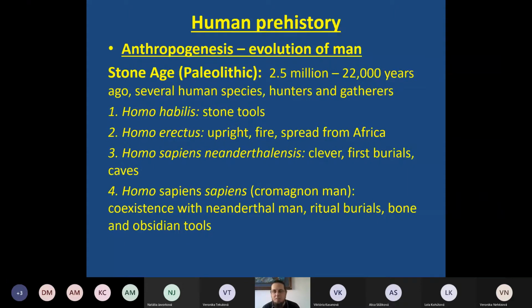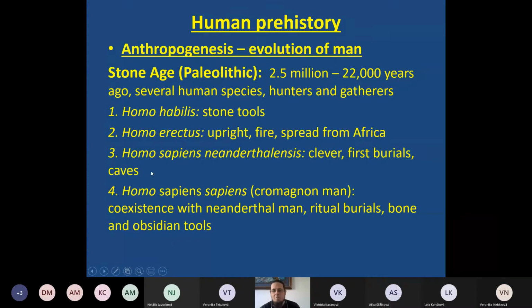The size, not the size, but the form of the brain. The thing is that they still prove that they had some first burials. When they passed away, they buried them to protect their bodies from the cadaver eaters and so on. I don't know why I wrote caves in here.